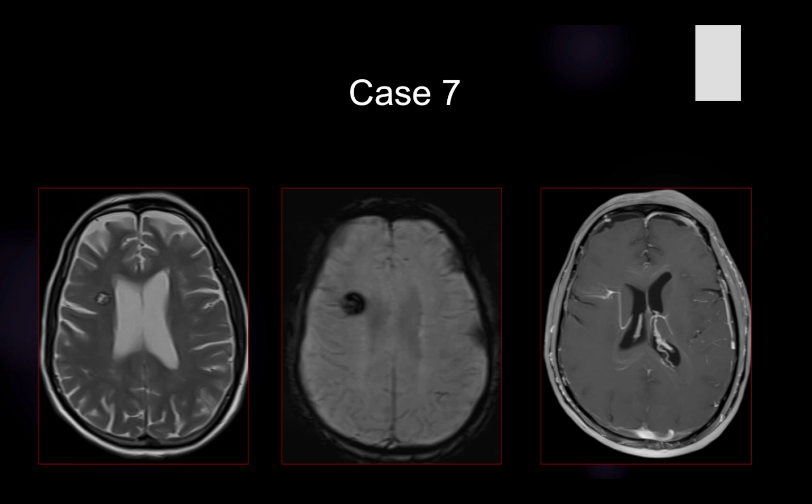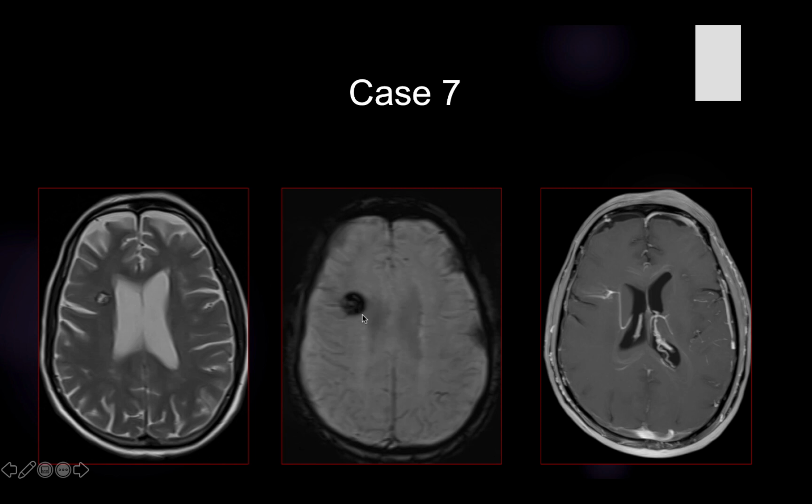This is a classic appearance for the cavernoma. This is a lesion here in the right frontal lobe. We can see the punctate or popcorn appearance of the lesions in the T2 weighted images. That is dark signal in T2, and we see the punctate appearance or popcorn appearance of the lesions.